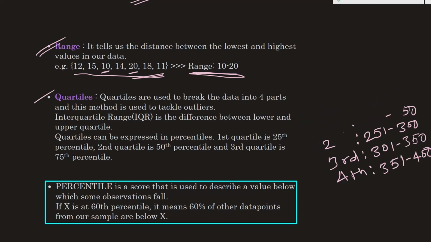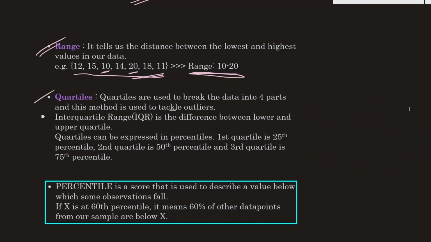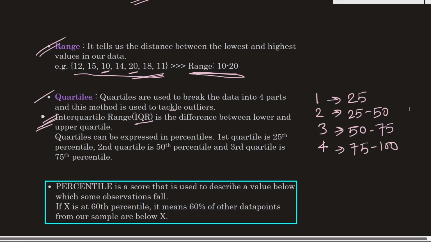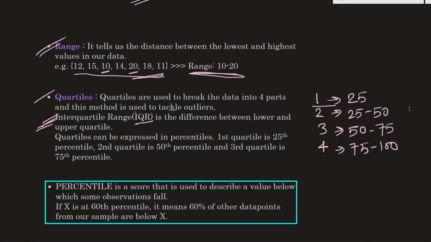So I will first quickly erase it. And next is that it is also used to tackle outliers. Let's understand how. If you see here, the interquartile range or IQR is the difference between the lower and upper quartile. So if we are breaking the data into 4 parts, let's say 1, 2, 3 and 4, the first bucket will have the first 25% of the data. The second one will have 25 to 50%. The third one will have 50 to 75% of the data, and the fourth one will have 75 to 100% of the data. And the idea of the IQR is nothing but excluding the data from the first bucket and from the last bucket, and only this middle part is considered in order to tackle the outliers.